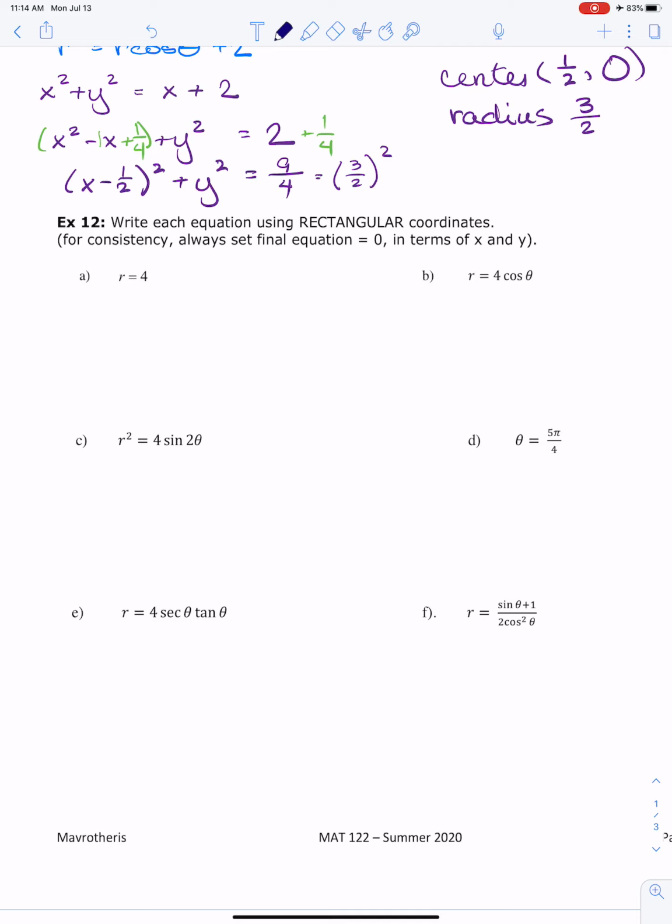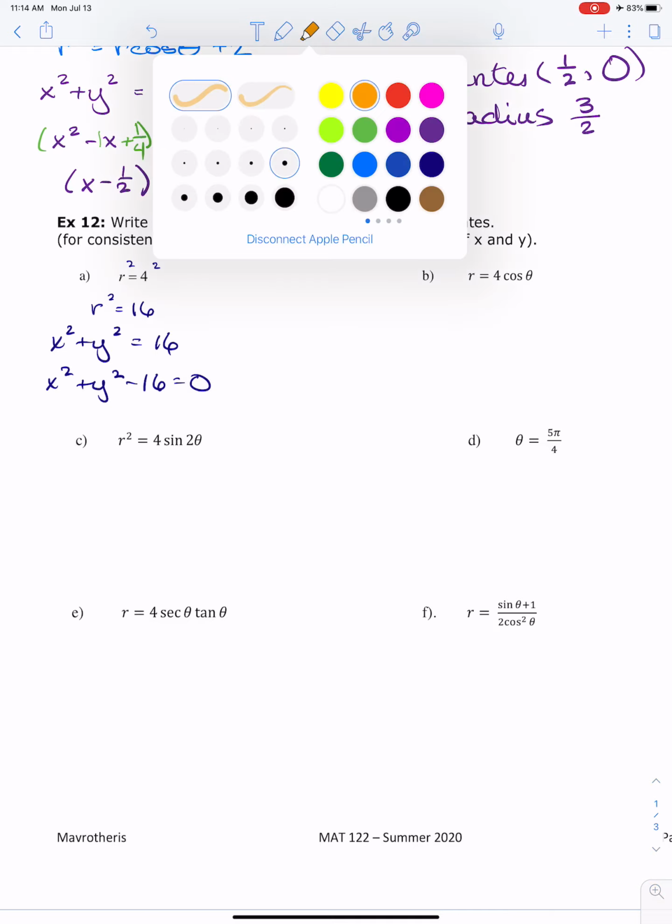So r equals 4. I don't really want to replace that with the square root of x squared plus y squared. So again, I'm going to square both sides. I get r squared equals 16, which I can rewrite as x squared plus y squared equals 16. Up here it says for consistency, always set the final equation equal to 0. x squared plus y squared minus 16 equals 0. That one's done. Done, done, done.